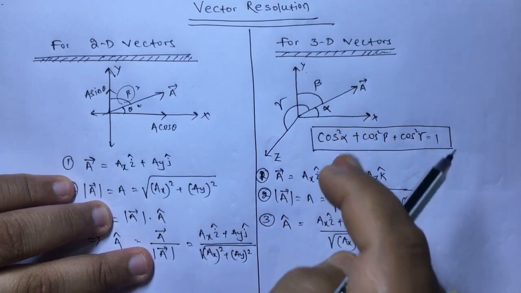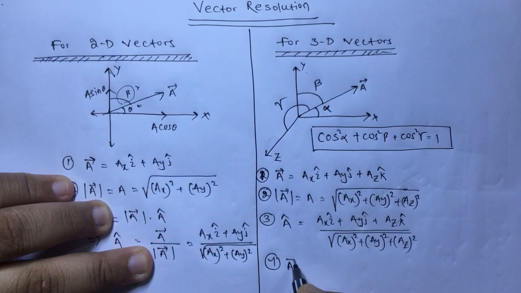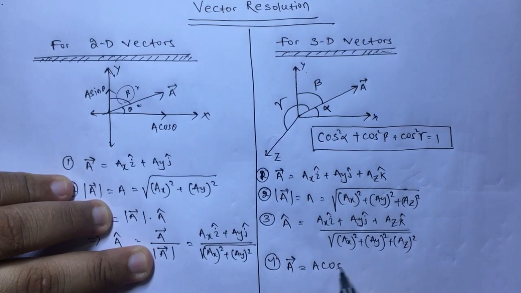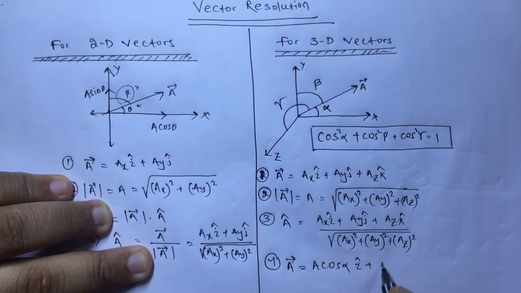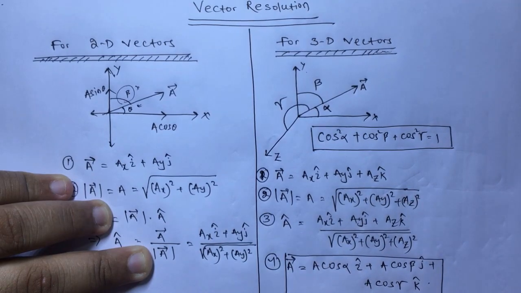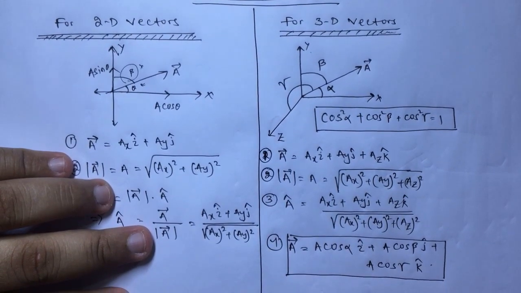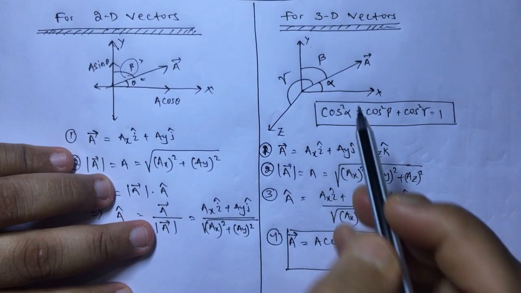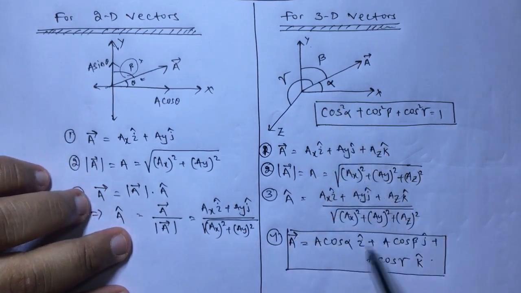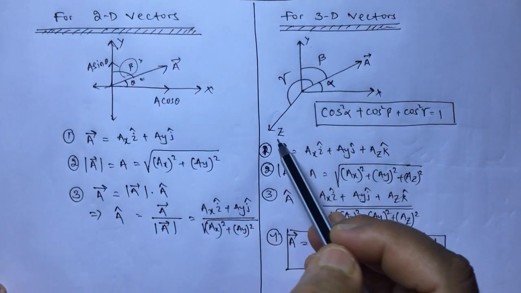Now how can this a vector be written in these terms? By using this, I can write a vector as a cos alpha i cap plus a cos beta j cap plus a cos gamma k cap. A similar kind of formula was not there for 2 dimension. It is only there for 3 dimension. And remember, alpha, beta and gamma are the angles made by the vector with the x axis, y axis and z axis.